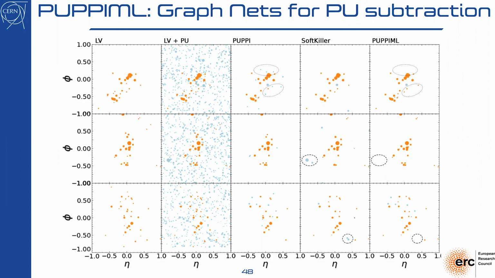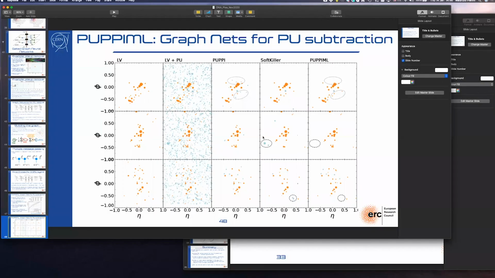And what happens is that when you have isolated stuff, if you look here, when you have isolated stuff which is energetic enough, SoftKiller will call these guys interesting while they are pileup. PAPI knows how to remove them. PAPI has the other problem though, that when you have stuff which is soft but close to interesting stuff, it will not remove it, while SoftKiller does. And our network manages to handle both cases.